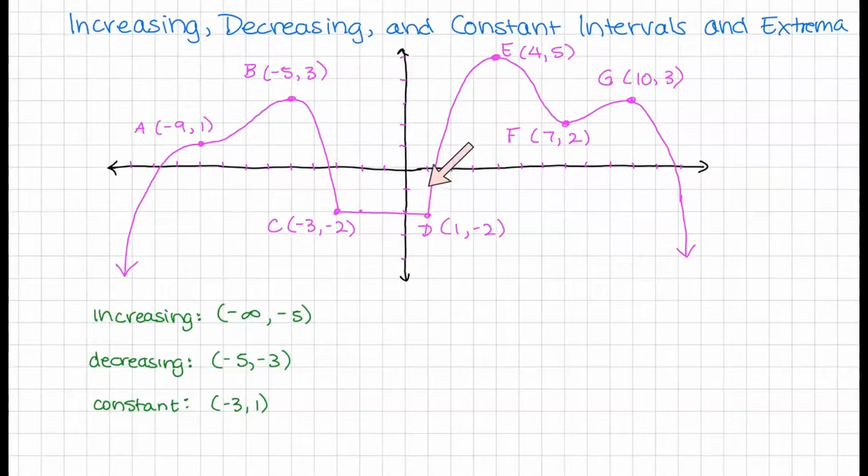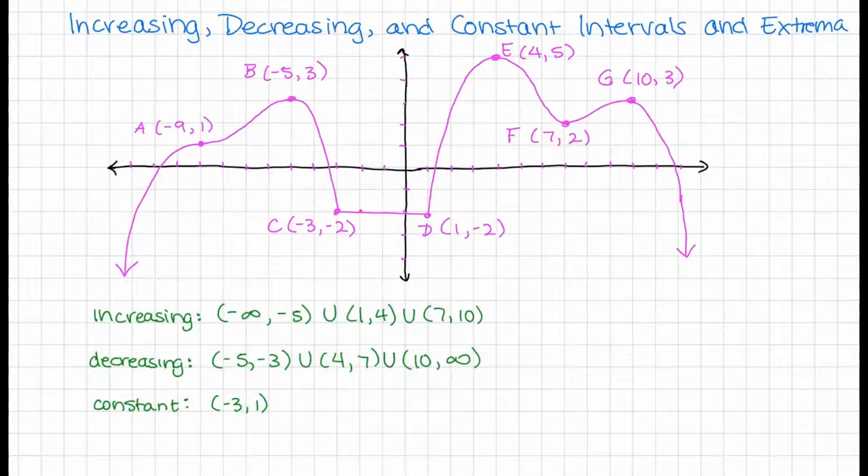And then from 1 to 4, it's increasing again. And then from 4 to 7, it's decreasing. From 7 to 10, it's increasing. And from 10 to infinity, it's decreasing. And when you have more than one interval, you connect them with the union symbol. And so that's how you write your answer.